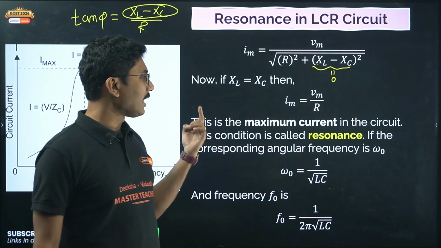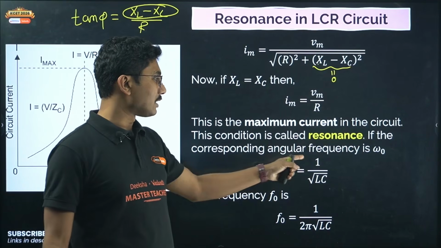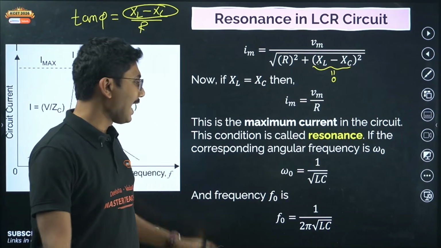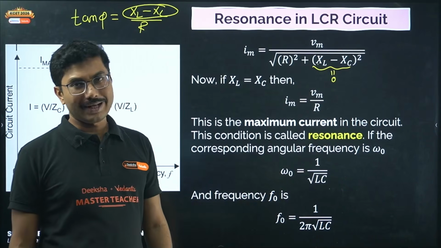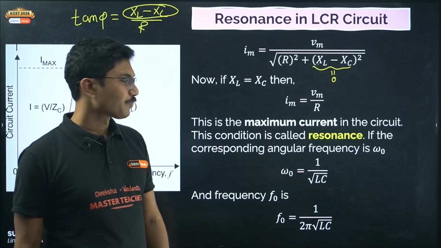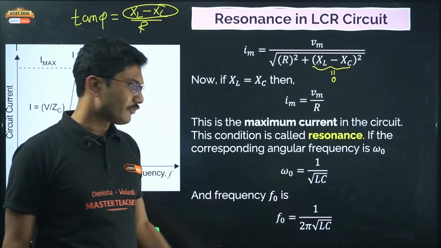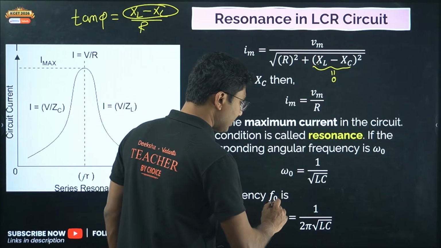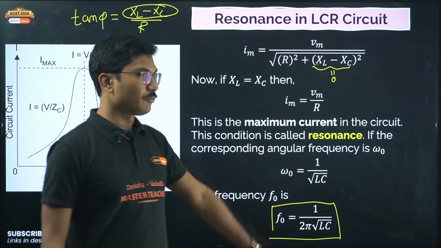If the corresponding angular frequency is omega naught, then omega naught can be calculated as 1 by square root of LC, and the corresponding frequency is 1 by 2 pi square root of LC. So these are two very important concepts. You can calculate the resonance angular frequency and resonance frequency. They will ask you to calculate the resonance frequency for a given circuit, so you have to use this formula.